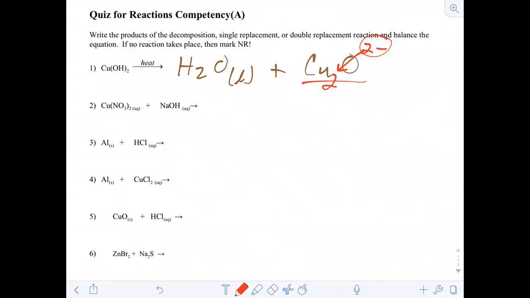What's the oxidation state of copper? Do we know? No, it's a metal. It's a transition metal, right? So it doesn't have a fixed oxidation state. But I can get that from here. This chemical right here, copper hydroxide. How come I needed 2 hydroxides? You need 2 hydroxides because it's a 2+ oxidation state.